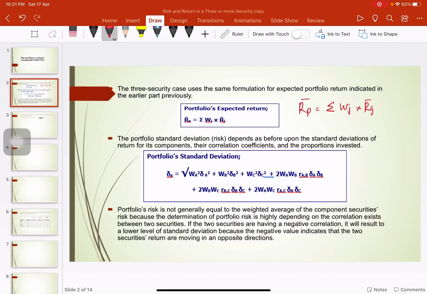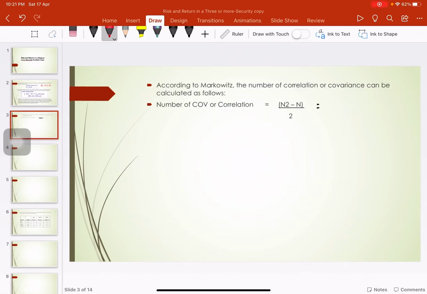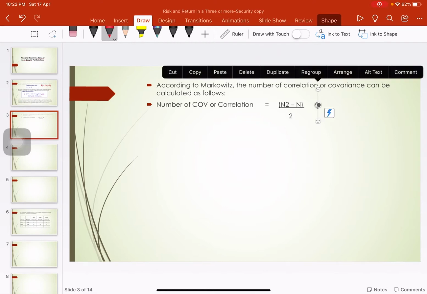Kalau you tengok dekat sini, formula dia agak panjang. Tapi jangan gelabah dulu. I will explain about the formula. But first we have to understand how to calculate the number of correlations, or covariances. According to Markowitz, the number of correlations or covariances can be calculated as follows. Number of correlations, which is here.